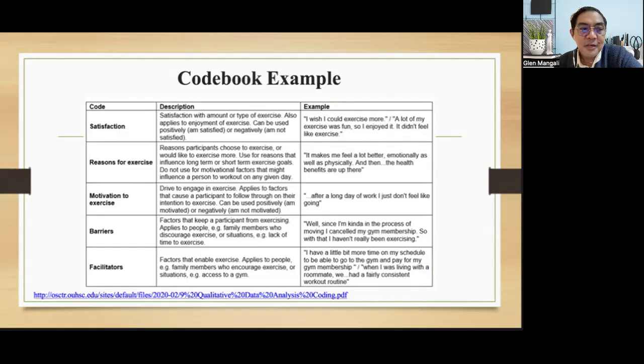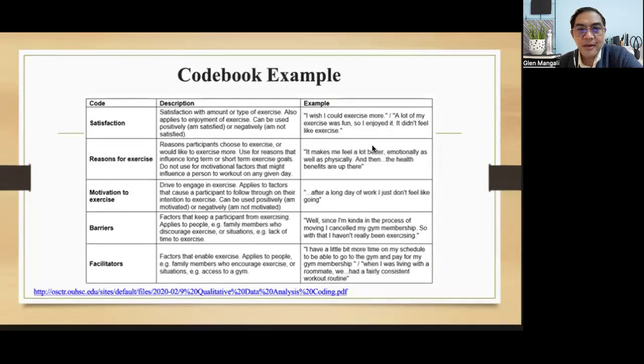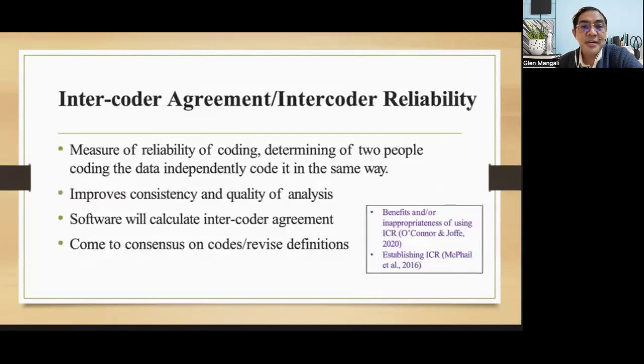So if qualitative research focuses on a subjective way of analyzing things, how do we ensure the reliability of the themes, the categories, and the codes? There is such a thing as intercoder agreement or intercoder reliability. In this way, you measure the reliability of coding, determined by two people coding the data independently. Meaning to say, if you are the researcher, you need another person to also do it, so that it can ensure that there is no bias. So it's like an expert's way.